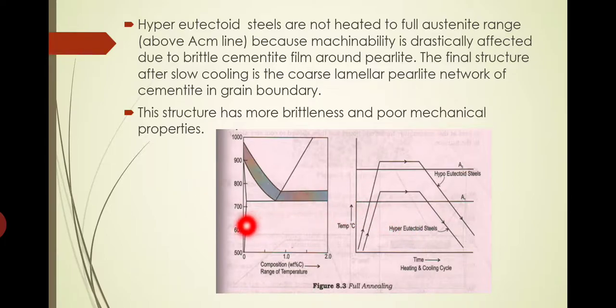And this figure shows clearly where annealing is happening. See, this lower line is the A3 line. This one is our A1 line, and this line is our ACM line. So for annealing, for hypoeutectoid, in this region annealing will be taking place. For hypereutectoid, in this region only, annealing will be taking place. This temperature difference is almost 50 degrees.